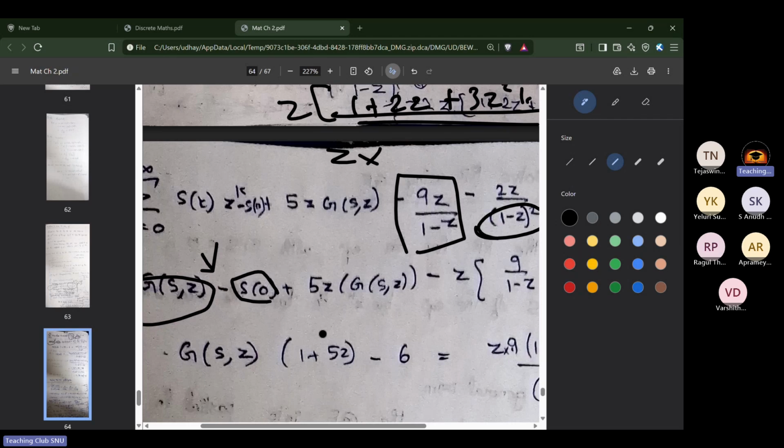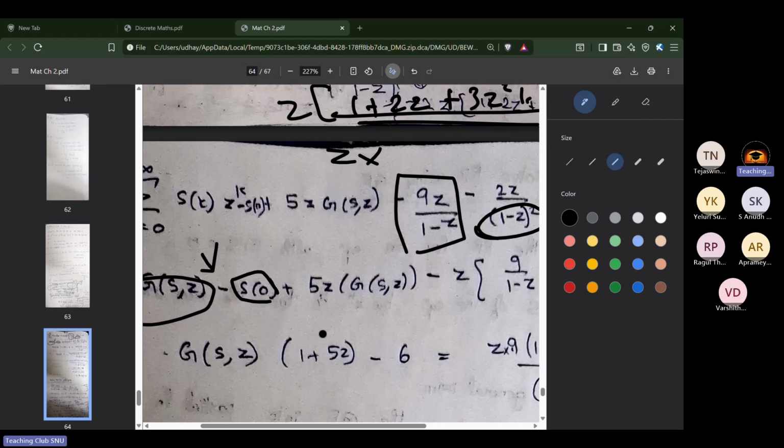Fine. So what happens here? I found it as A by 1 minus z. The value of A was found to be, if I have solved the equations correctly, 8 by 9.